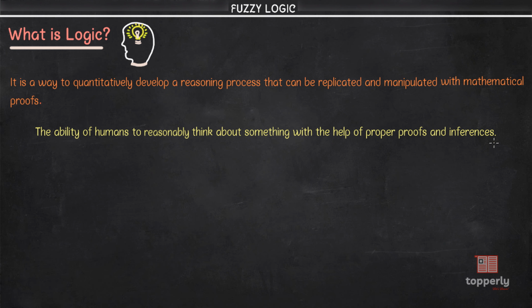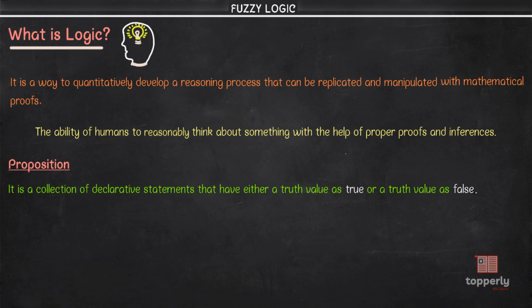Now, the interest in logic is the study of truth in what we call a logical proposition. So what is a proposition? A proposition is a collection of declarative statements that have either a truth value of true, which is represented by either T or 1, or a truth value of false, which is represented by either F or 0. Propositions are generally represented by variables.